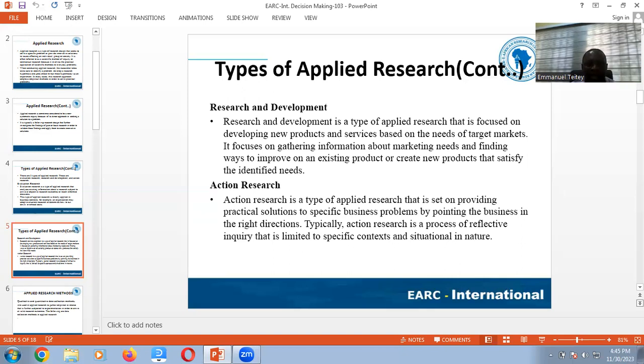Action research. Action research is a type of applied research that is set on providing practical solutions to specific business needs by pointing the business in the right direction. Typically, action research is a process of reflective inquiry that is limited to a specific context or situation in nature. So businesses can also use applied research to direct their decisions or to certify their specific needs.